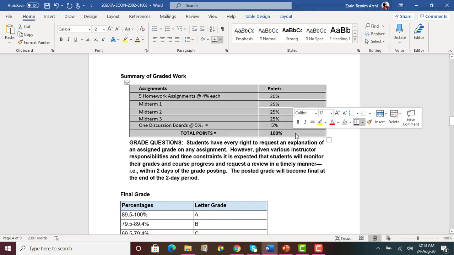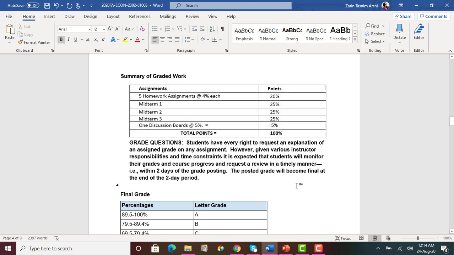There will be 5 homework assignments, and each of these will be 4%. So if you miss one, you miss 4% of your total grade. So it's very important you submit your homeworks on time, and total homework is 20% of your grade. Midterm 1, midterm 2, and midterm 3 will each carry 25% of your grade.